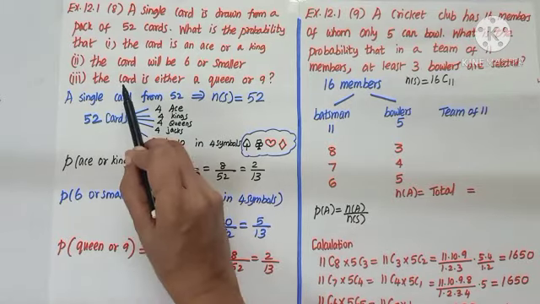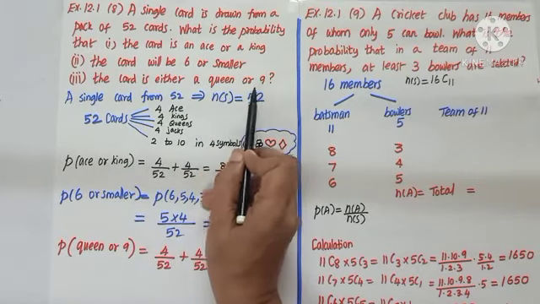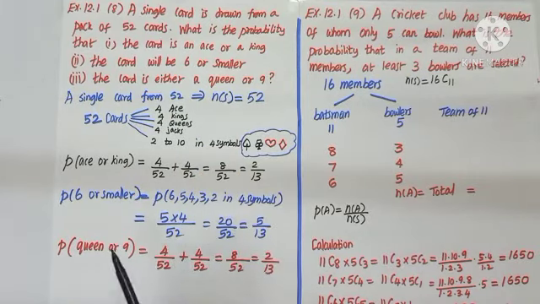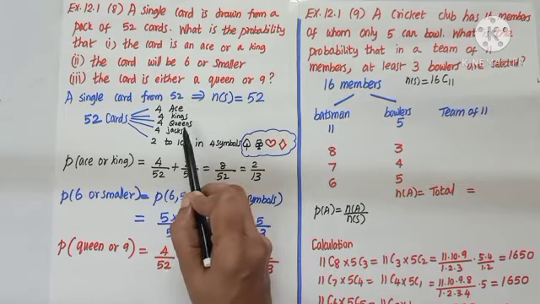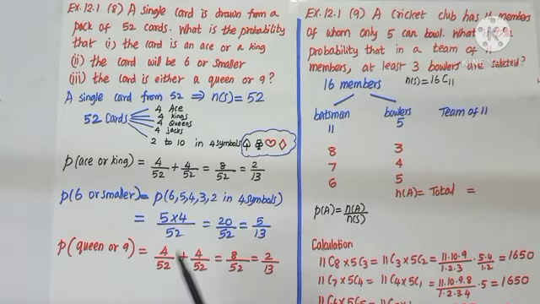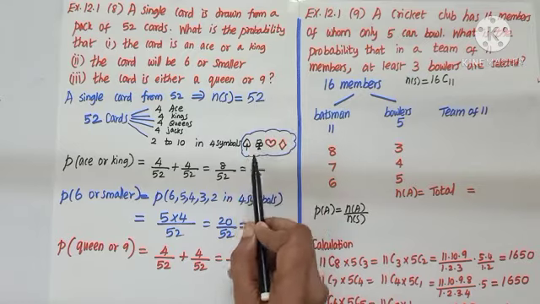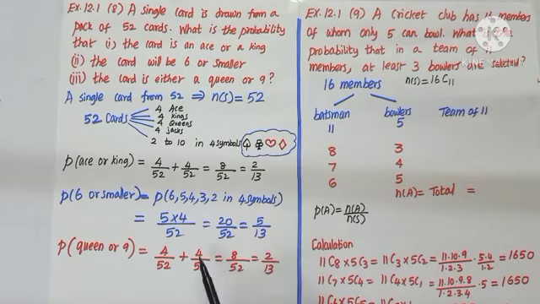Third subdivision, the card is either a queen or 9. A queen, we have 4, so 4 out of 52. 9, we have 9 in the 4 different symbols, so 4 out of 52. Again, no card is a queen as well as 9, so there is no intersection. Or can be replaced as addition. My answer is 8 by 52. Cancelling 4 table, we get 2 by 13.